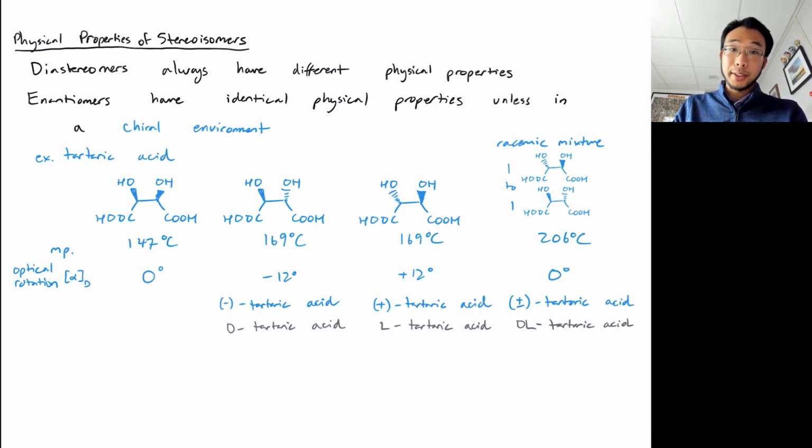Finally, when you have a racemic mixture, it is very common for people to use this plus-minus nomenclature right here to indicate you have both the positive rotating and the negative rotating enantiomers.